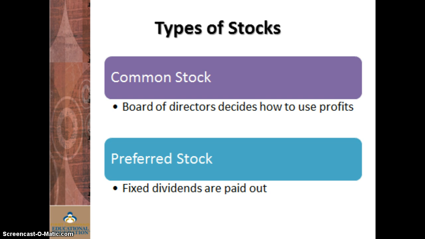Preferred stock owners are paid before any dividends are paid to the common stockholders. Like common stock, preferred stock represents ownership in a company, although a preferred company does not have to pay this dividend if it lacks the financial ability to do so.